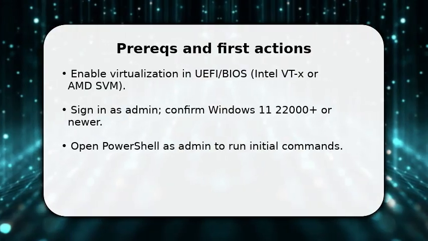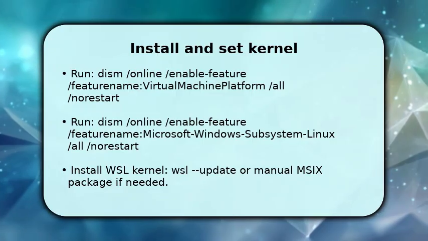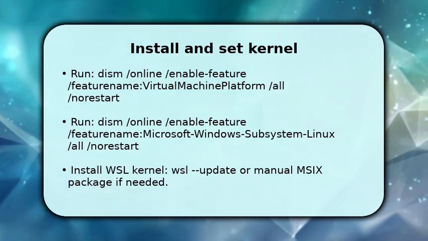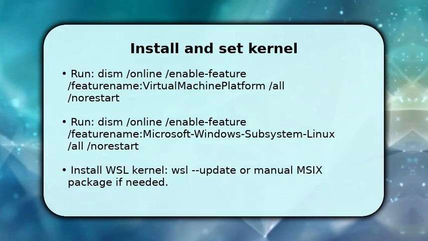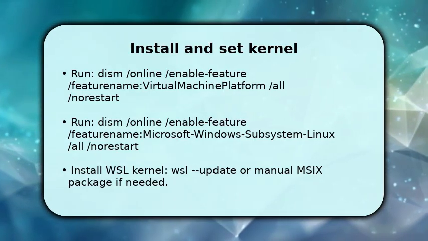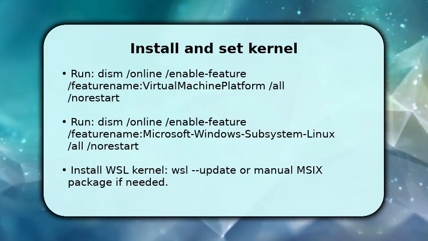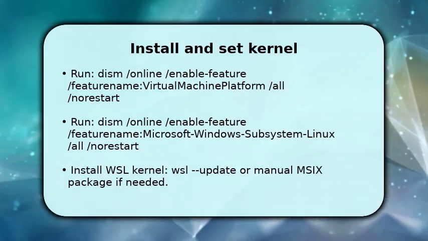Once the features are enabled, you install or update the WSL2 kernel. Use wsl --update to fetch the latest kernel automatically. If that fails, download the kernel package manually, then install it. Next, set WSL2 as the default with wsl --set-default-version 2 so new distros use the faster VM-based backend.